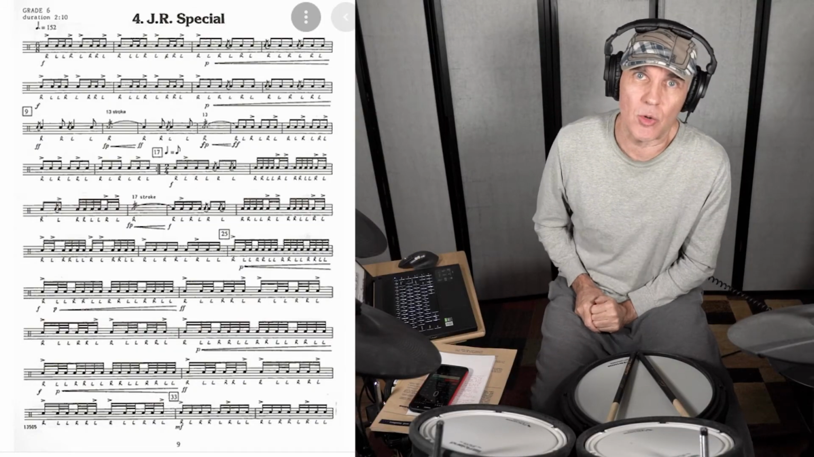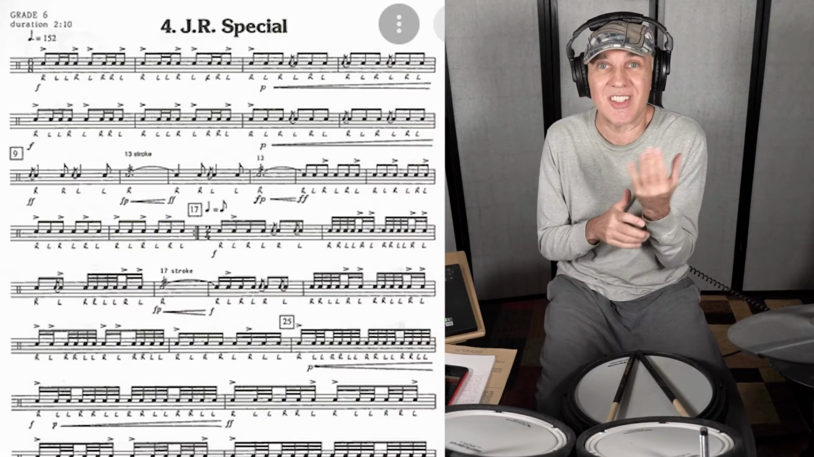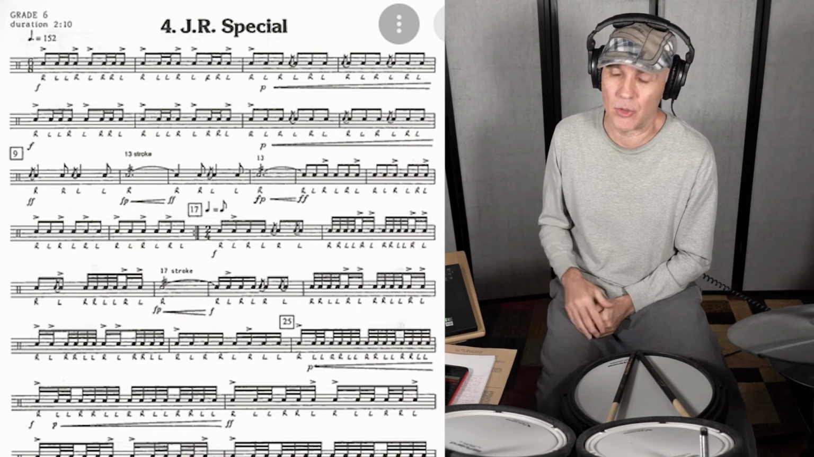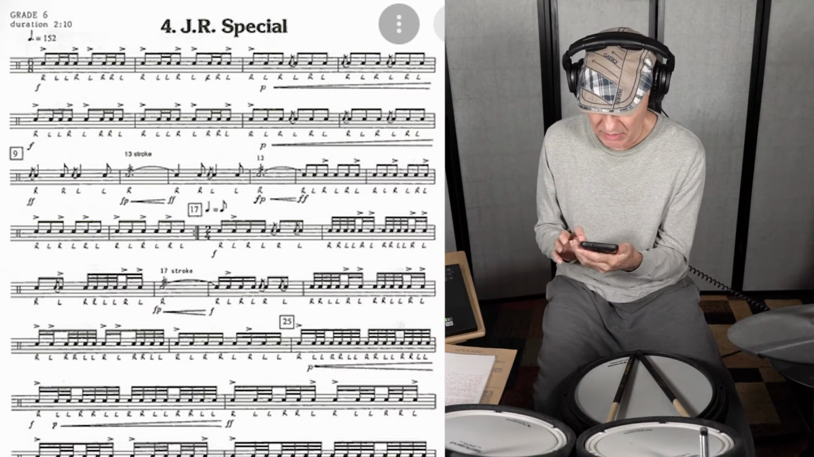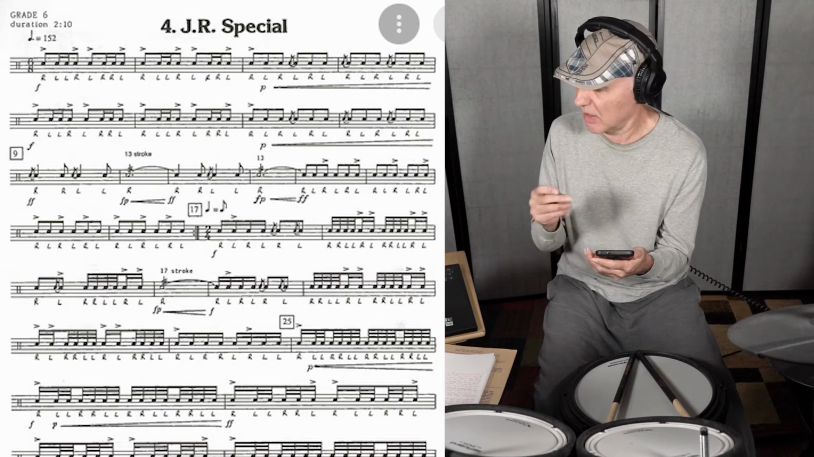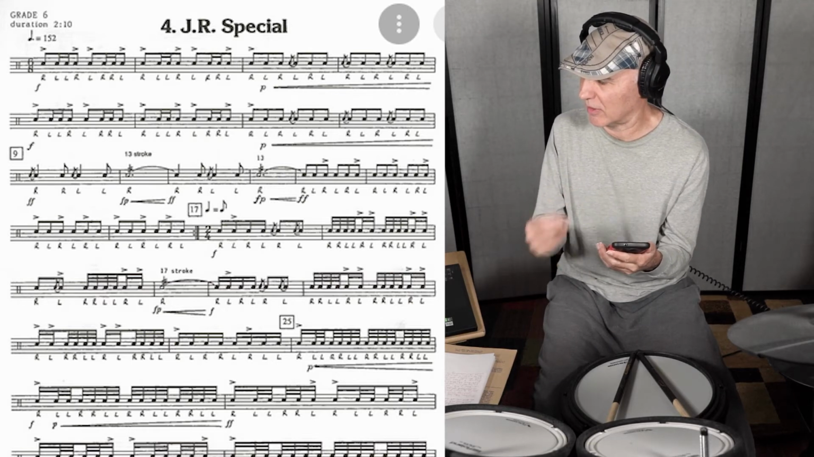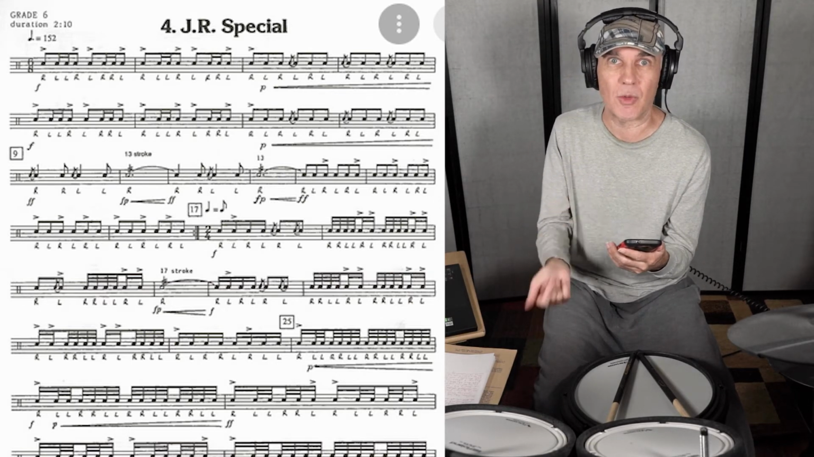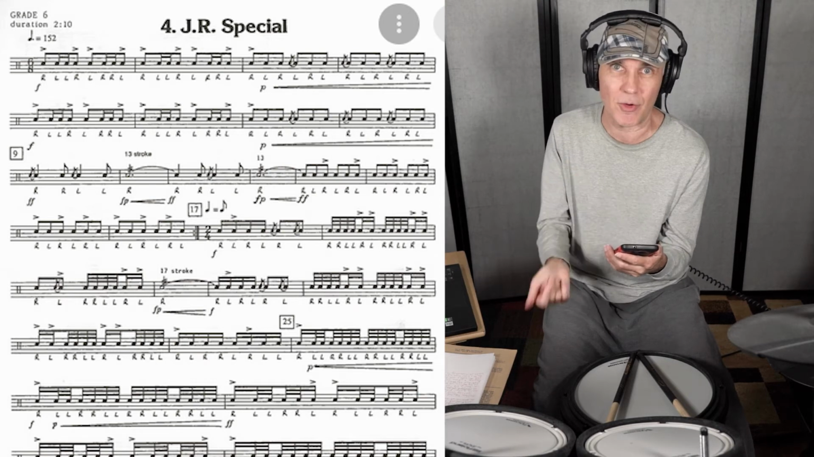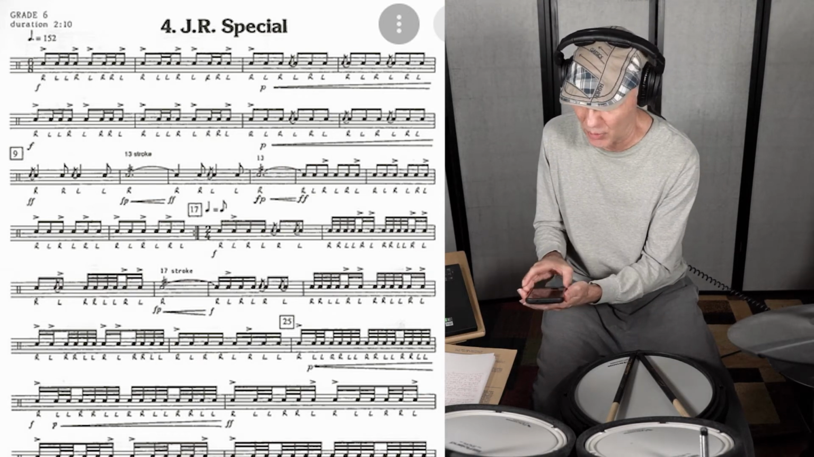We got a dotted quarter note equals 152. We're in 6/8 time. 152 is clipping along. So a dotted quarter note is getting it. 1, 2, 3, go. 1, 2, 3, 4, 5, 6, 1, 2, 3, 4, 5, 6. All right, it's really going along.